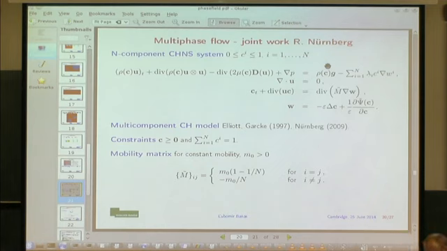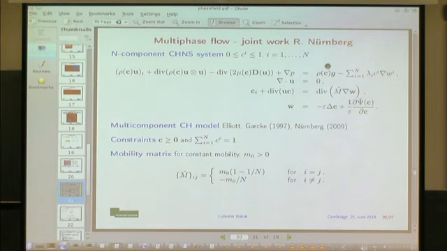Okay, so now I come to the extension for more than 2 phases. The first equation is more or less the same. So there are the Navier-Stokes equations. Then we have a surface tension term, and now we replace the Cahn-Hilliard equation by a multi-component Cahn-Hilliard equation. Each phase now has its own order parameter, and the order parameters should be positive, and the sum of the parameters should be 1. These are natural constraints for this problem.